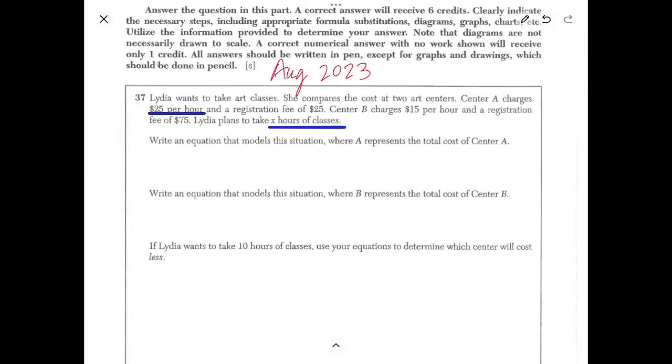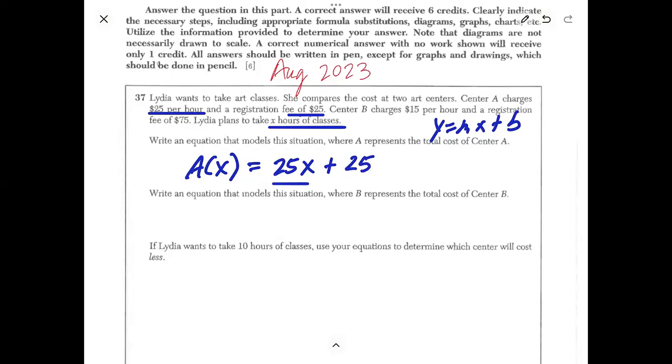And it says there's a registration fee. So that means in order to sign up for this art class, she has to pay $25. And then once she's in the art class, she also has to pay another $25 per hour. So you would say A sub x, I'm writing it as a function. This is going to be y equals mx plus b, slope-intercept form, but I'm going to write it as a function. The slope is 25, so it's going to be 25 times x. That's always how you find the slope, the coefficient. And then the y-intercept is 25. Boom, done.